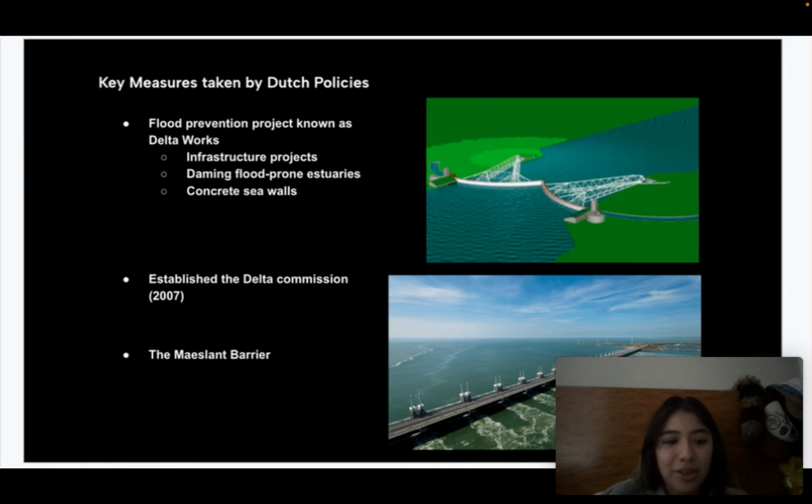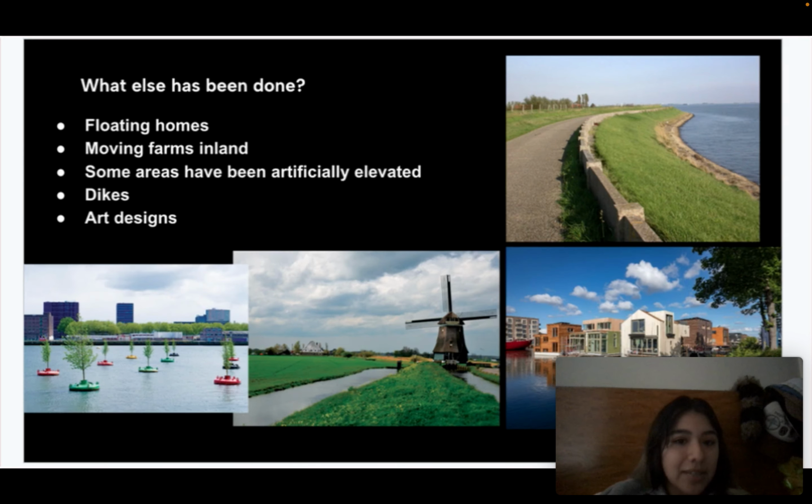But yeah, continuing on, what else is being done by these policies? Floating homes are being created, which can be seen here. You can't really tell they're floating, but they are. They're on the water. And then farms are being moved inland. So basically the farms used to be closer to the coast, but as damages continue to happen, they realize that's not really going to help. And so a lot of farms have been moved inland, which has been really beneficial to them.